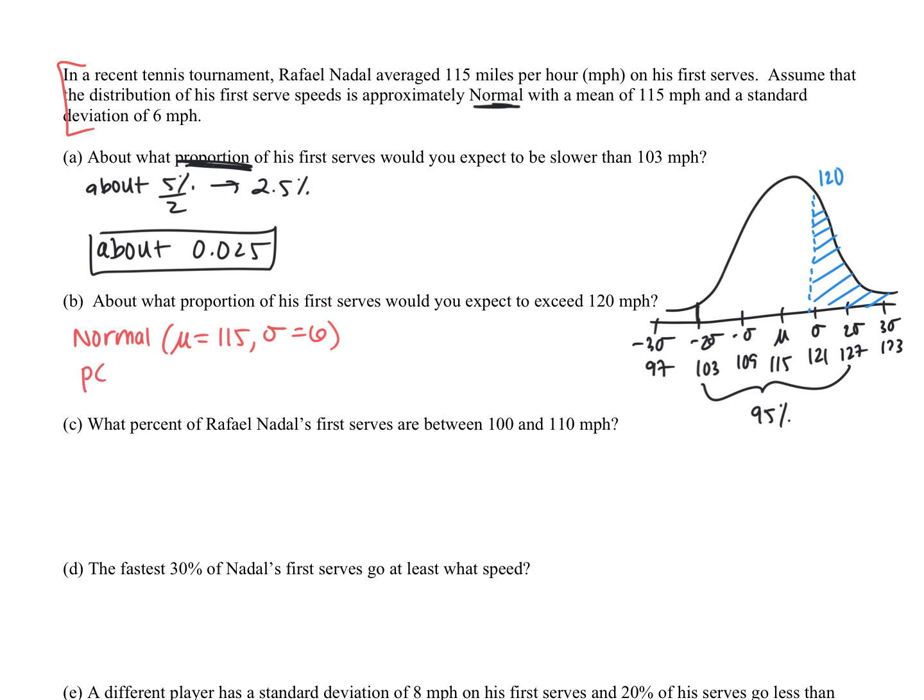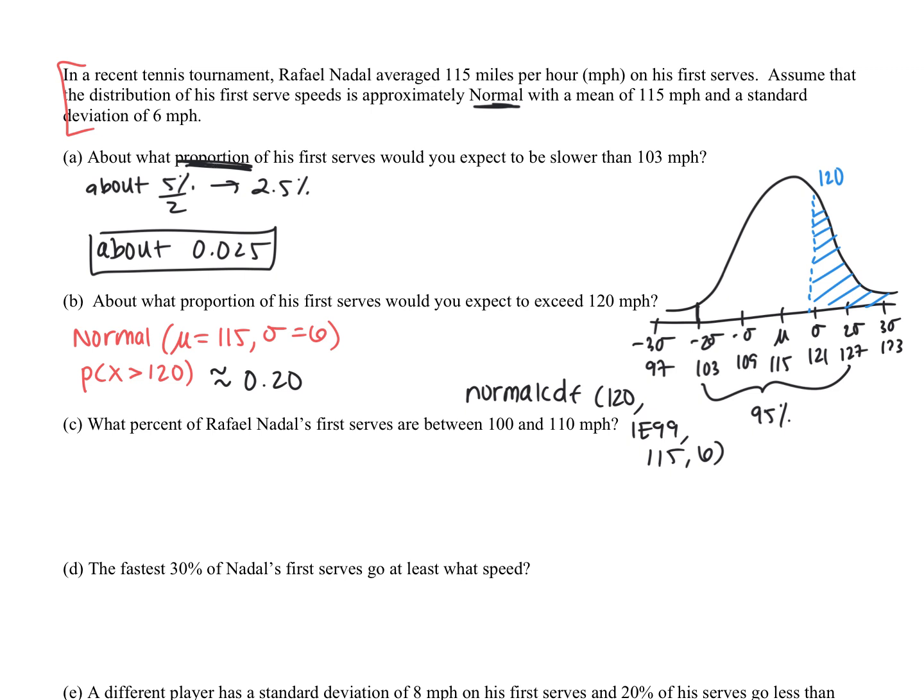So we want to know now, what is the probability of being greater than 120? So at this point, we're just using a calculator. If you need a refresher, we're doing normal CDF. Lower bound is 120. Upper bound is 1 times 10 to the 99th. The mean is 115, and the standard deviation is 6. So if you do that, you get an answer of about 0.20. And that makes sense looking at our figure. That blue part looks like it's about 20%.